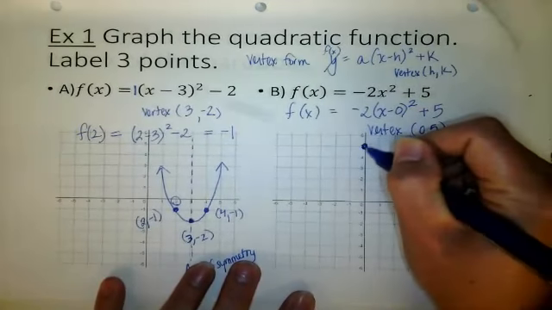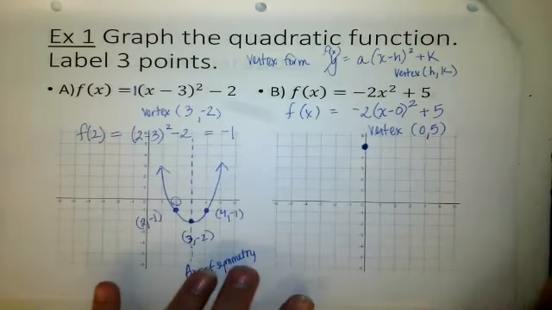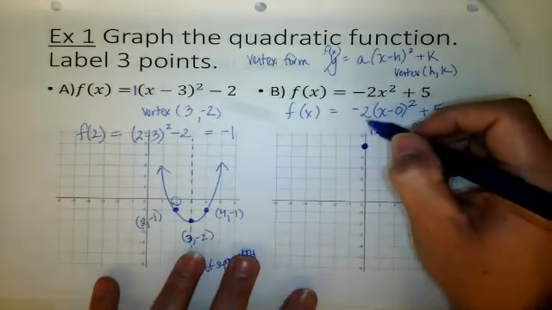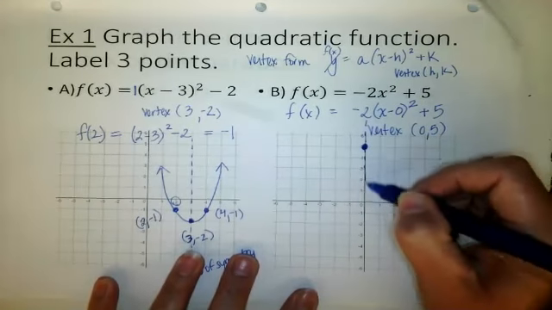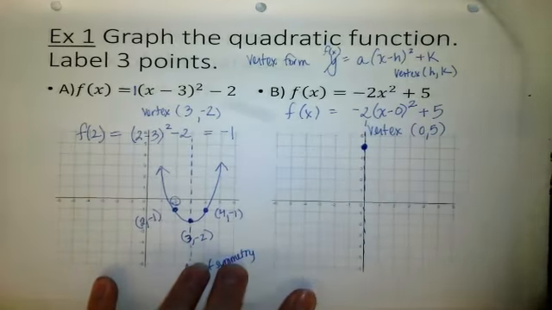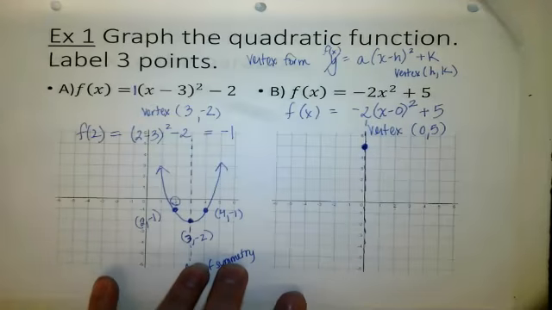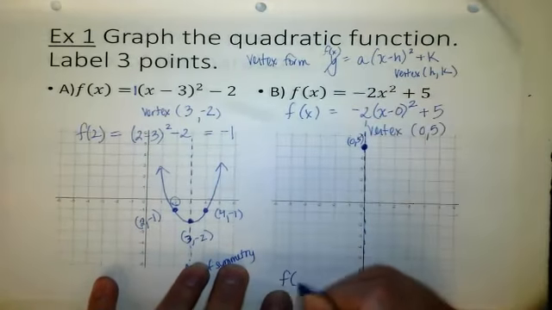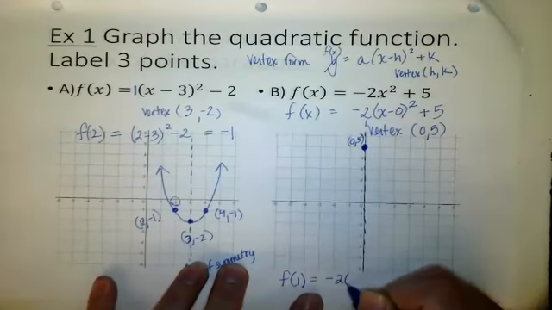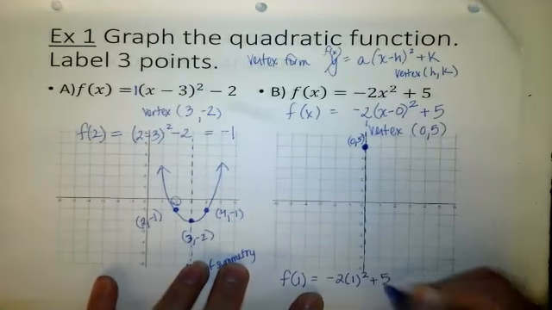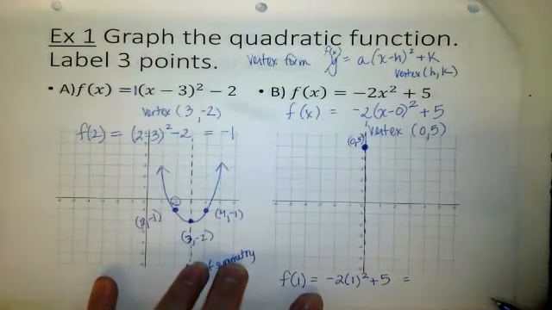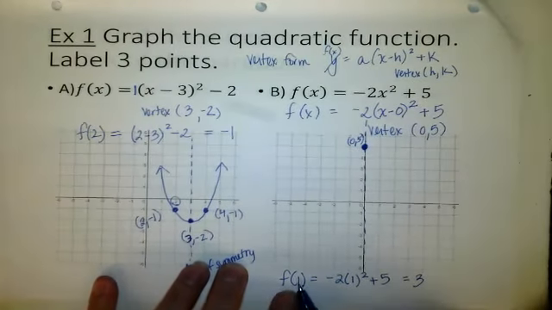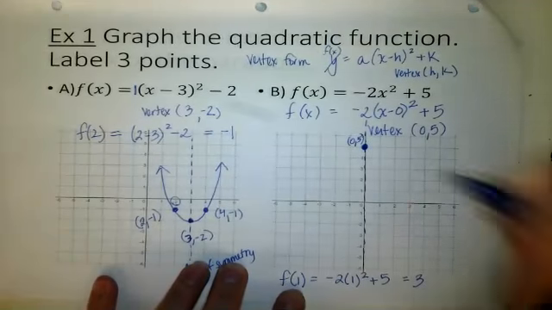0, 5. And what does that negative do? It's a downward facing parabola, so it's good anticipation here. I am going to find one more point, so give me a value to the left or to the right of my vertex point. 1, yeah, so let's do f of 1. So -2 times 1 squared plus 5 equals 3. Very good. So we have the ordered pair input, output. So 1, 3.